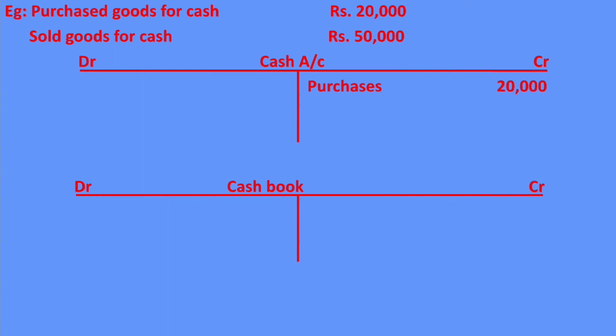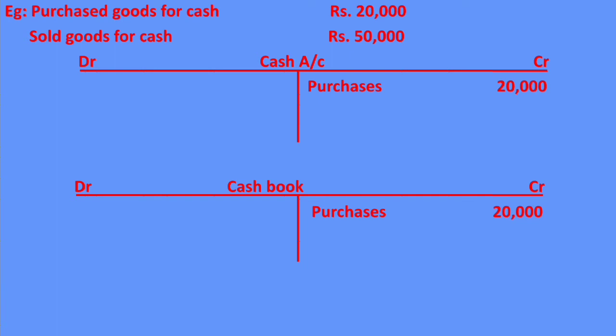Now we can record this same transaction in a cash book. Purchased goods for cash means purchased goods and paid cash. It's a cash payment, so we record it on the payment side of the cash book, that is the right hand side. It is the amount paid for purchasing goods. So we write on the payment side purchases, amount 20,000.